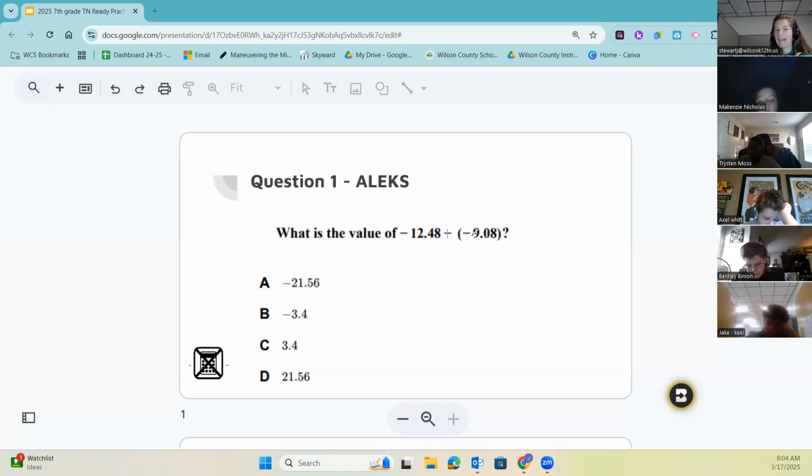Well, we add the opposite when we have subtraction, right? So I have negative 12.48 plus 9.09. You okay with that now? Okay. Now, opposite signs means we subtract, right? And we keep the sign of the larger absolute value. Well, 12.48 has my larger absolute value, which means my answer will be negative. So that rules out C and D.